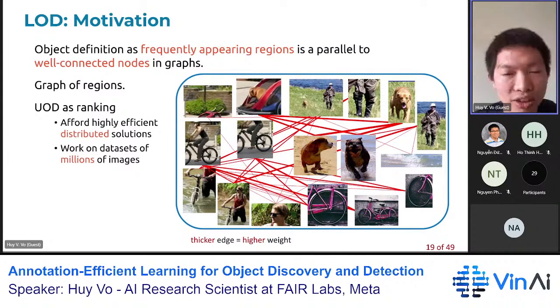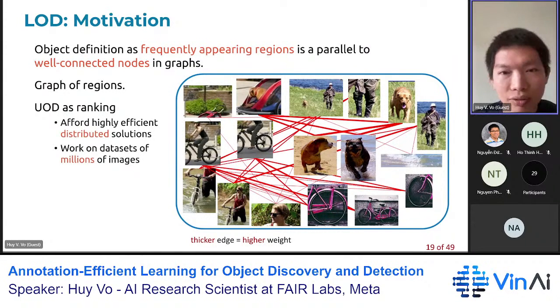And to find well-connected nodes in graphs, there are many algorithms in the literature that we can use, and they are all highly efficient, with highly efficient distributed solutions. So we can use them with a large cluster of machines to scale up unsupervised object discovery to millions of images.